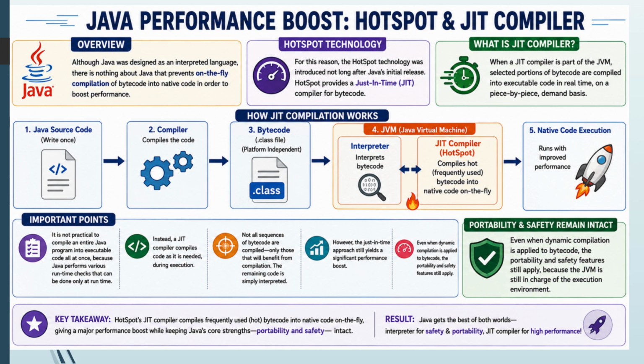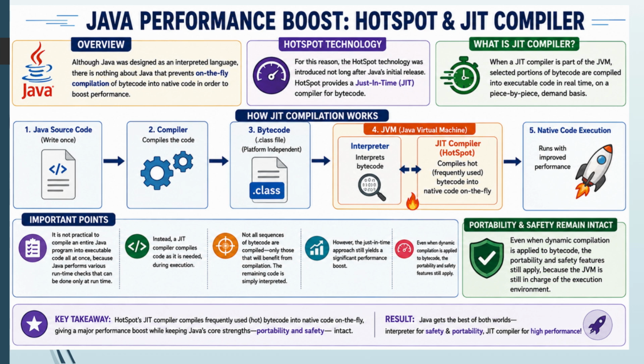How JIT compilation works. 1. Java source code, write once. Then 2. Compiler compiles the code. Then 3. Bytecode, class file, platform independent. Then 4. JVM, Java Virtual Machine, interpreter, interprets bytecode. JIT compiler, HotSpot, compiles hot, frequently used, bytecode into native code on the fly. 5. Native code execution, runs with improved performance.